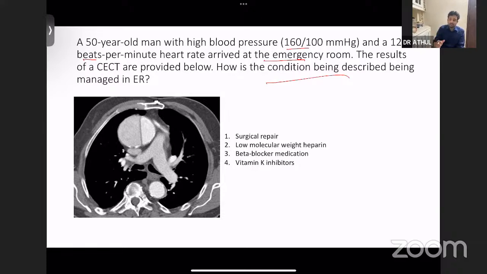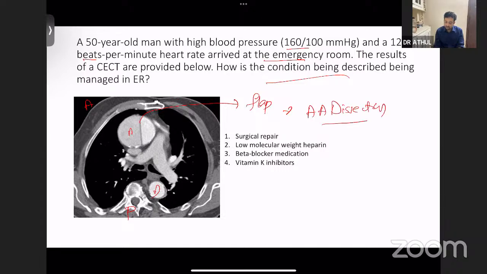This is a classical image which has been asked multiple number of times. Even from the clinical scenario, you should make the diagnosis, and with the help of the image, the diagnosis should be evident. See, this is the anterior aspect, this is the vertebra, so this is the posterior aspect. This is the ascending aorta, and this is the descending thoracic aorta. You are able to see a flap here. So there is a flap in the ascending aorta. So this is ascending aortic dissection.